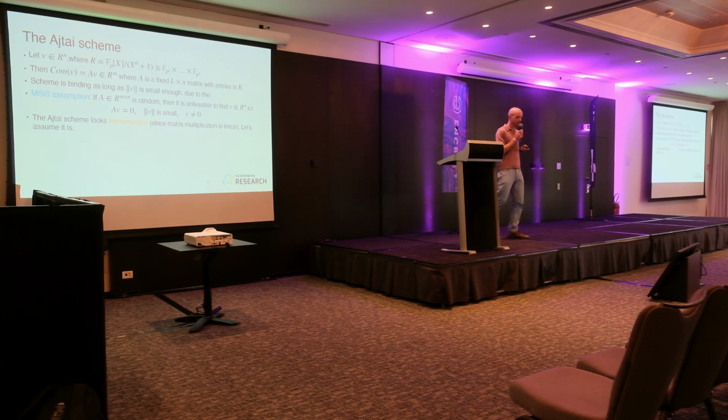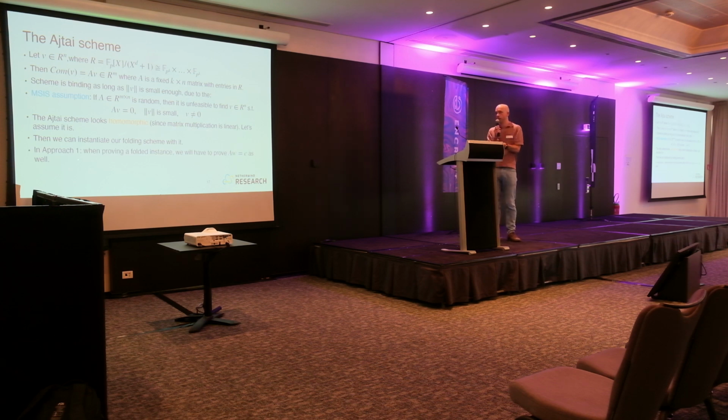Okay, so this scheme looks very homomorphic. Why? Because the commitment to a vector is simply matrix multiplication, which is a linear operation. It is not, unfortunately, and I'll explain why later, but let's assume for a moment that it is. Then I already explained how we can instantiate our folding scheme. We just take this commitment as our homomorphic commitment, and do Nova folding.